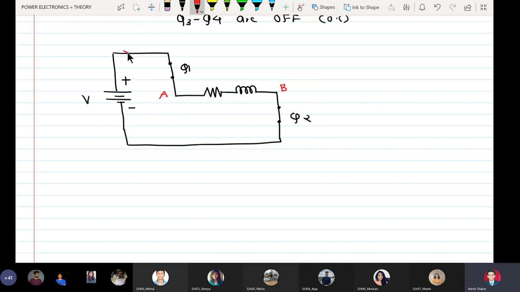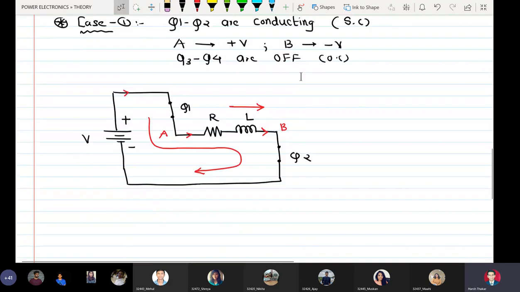See now students, how the current flows. It flows like this. Okay, this is R and this is L. So students, the current is flowing in the circuit like this. Please note that the direction of current when Q1 and Q2 are conducting is like this. So when does this happen? This happens in the time interval t greater than or equal to 0 and less than or equal to T by 2.